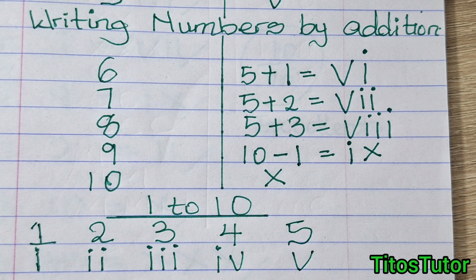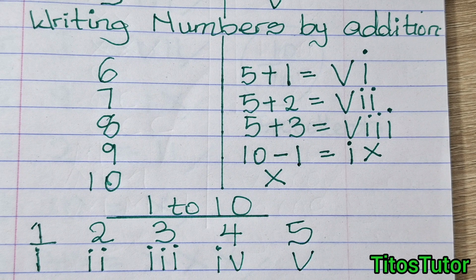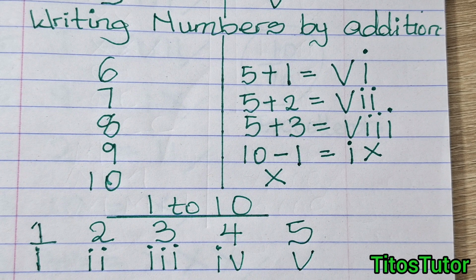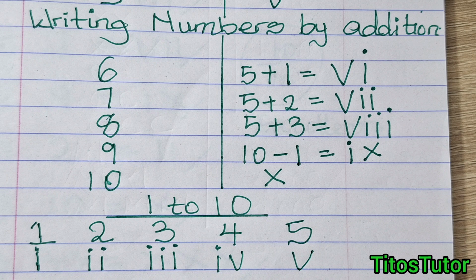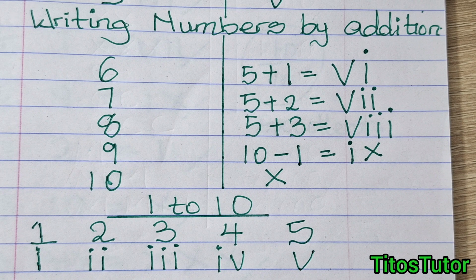Now, to get 9, because you cannot repeat a Roman numeral more than 3 times, go to the next key Roman numeral after 5, which is 10, X, and subtract 1 from it. Remember that when you're subtracting, the smaller one comes first. So I comes before X. That's why 9 is IX. 10 is our key Roman numeral, which is X.